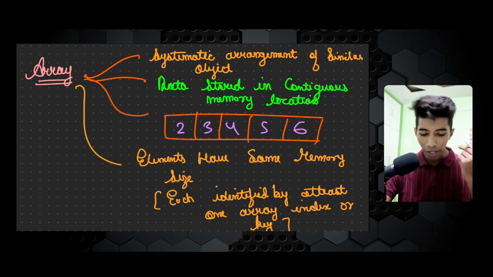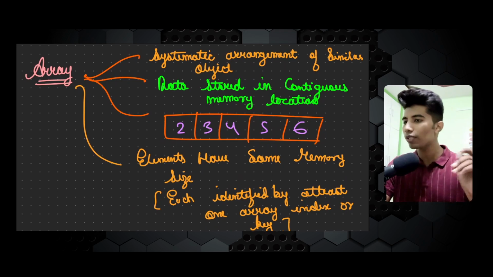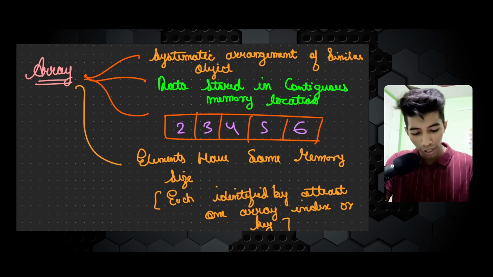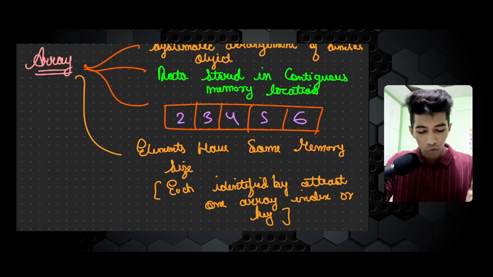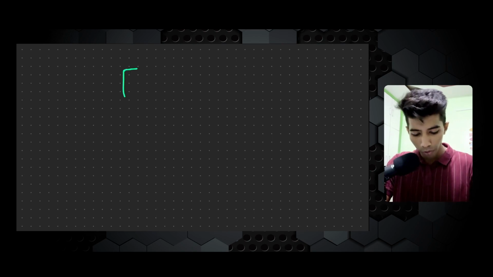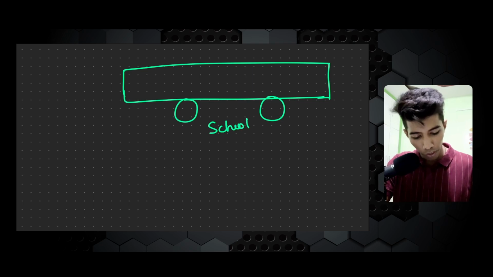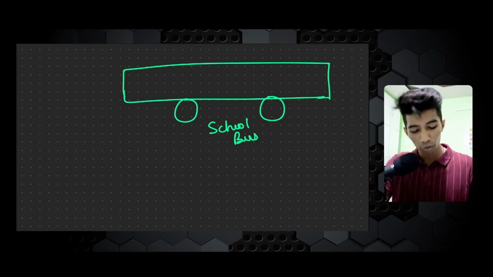Right, so what is an array according to you? Talking about the array, an array is nothing but the systematic arrangement of similar objects. You can understand it in this way. Suppose you take an example of a school bus. In this school bus, there are many students who are sitting.